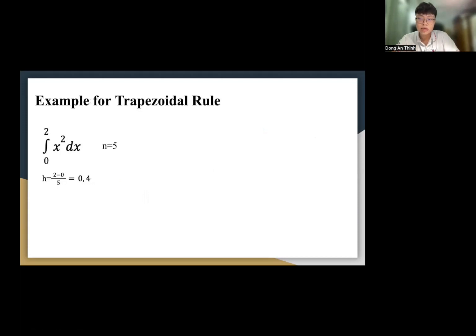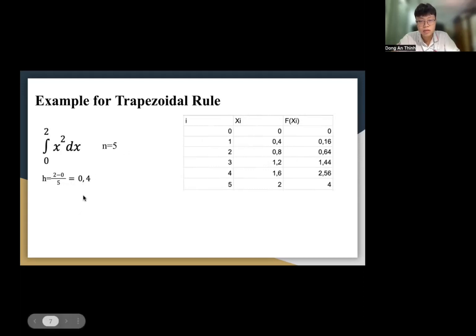Example for trapezoid rule. It's the same problem, but it will be a bit different. From x0, you just take the previous one and plus 0.4. So we have 0.8, 1.2, 1.6, and 2, where 0 and 2 are the ends, a and b, of the integral. So fx is just the square of each of the xi here.